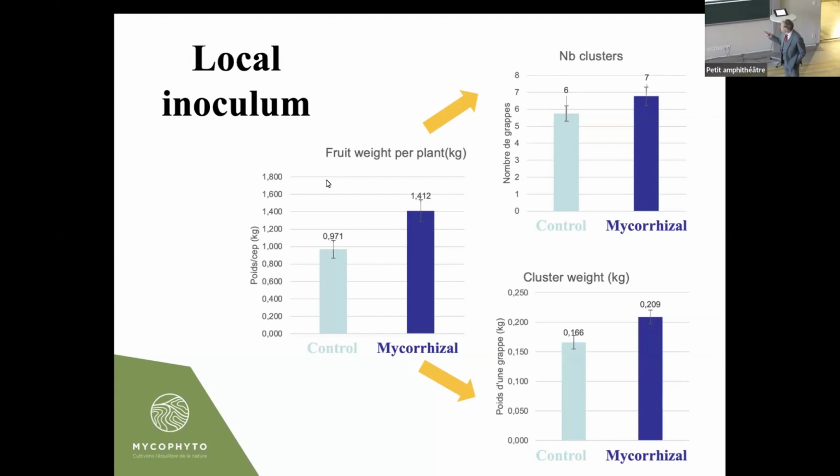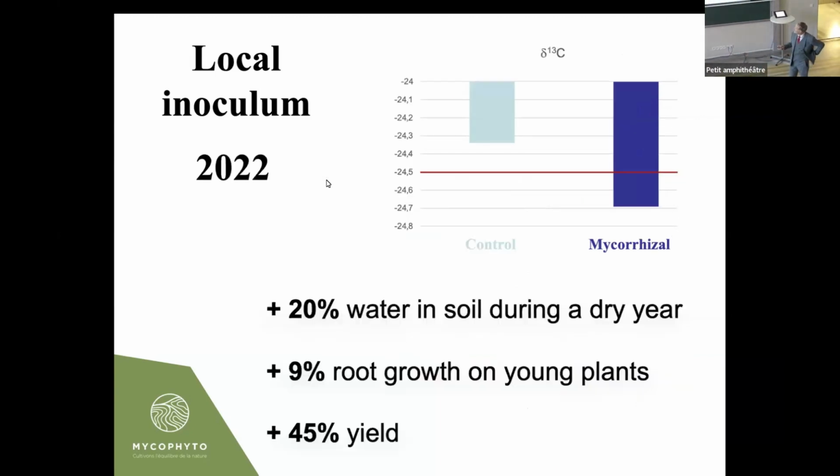But sometimes you obtain that, and on those grapes, they had an opportunity to observe what happened in a year of big drought. In that year, there was less evidence, by means of carbon-13, of drought stress in mycorrhizal versus control plants. Control being mycorrhizal but not inoculated, okay?